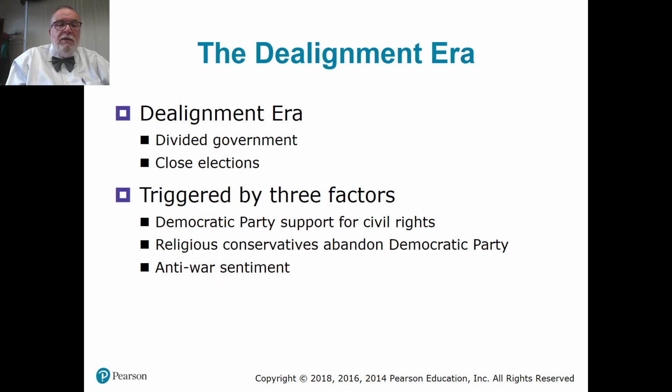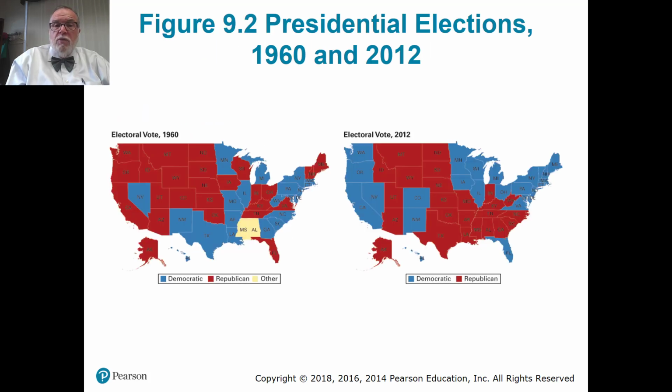The de-alignment era is divided government with a president of one party and a Congress of another. And it really got, it was kind of a splitting that happened when the Democratic Party started to support civil rights. And a large group of the Democratic Party was conservative South. Religious conservatives then left their party, and then the anti-war sentiment came in as well.